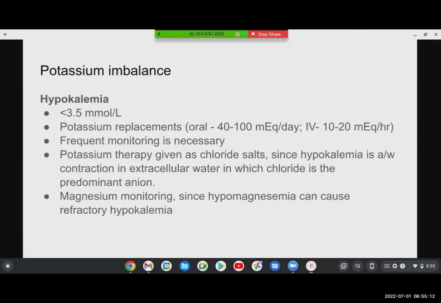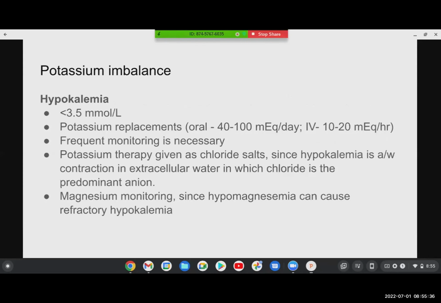Potassium imbalance like hypokalemia has to be corrected. Hypokalemia is less than 3.5 millimole per liter. Replacement is done orally by 40 to 100 milliequivalent per day and IV through 10 to 20 milliequivalent per hour. Frequent monitoring is necessary as the cardiac system is heavily associated with potassium imbalance.